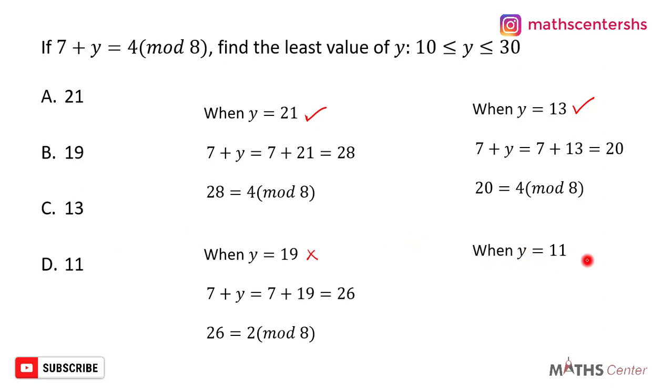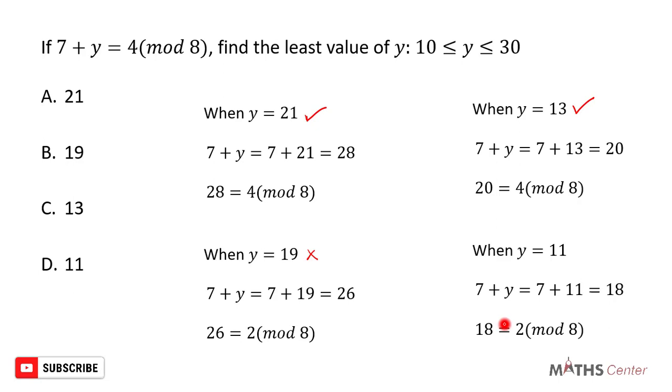The last one is when y is equal to 11. 7 plus 11 gives us 18. The value of 18 in mod 8 is 2, because 18 divided by 8 gives 2 remainder 2. This shows that when y is equal to 11, the equation is false, because the value of 7 plus y in mod 8 should be 4. So for this equation, y cannot be 11.